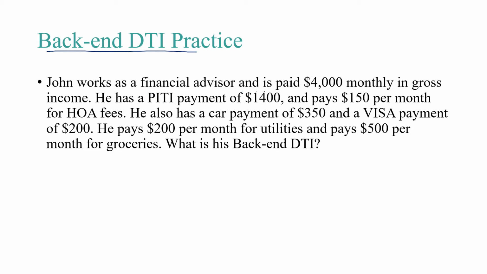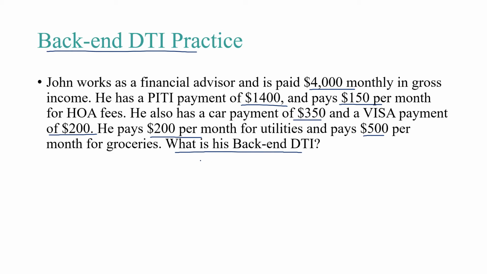So let's do some back-end DTI practice. John works as a financial advisor and is paid $4,000 monthly in gross income. He has a PITI payment of $1,400 and pays $150 per month for HOA fees. He also has a car payment of $350 and a Visa payment of $200. He pays $200 per month for utilities and pays $500 per month for groceries. What is his back-end DTI?